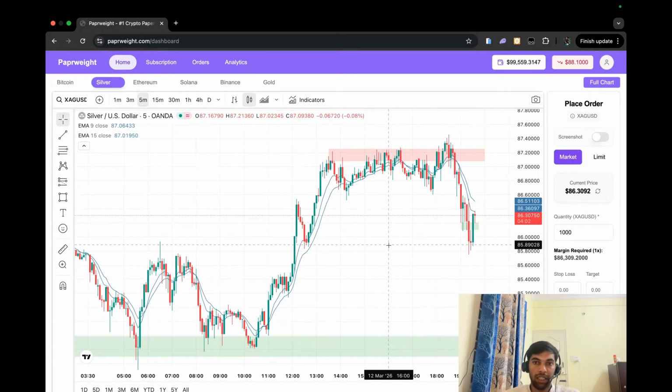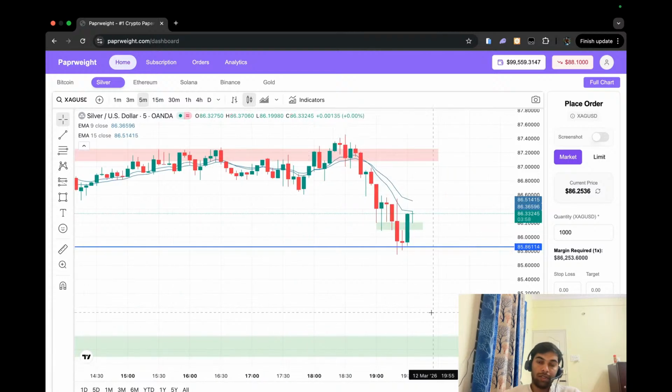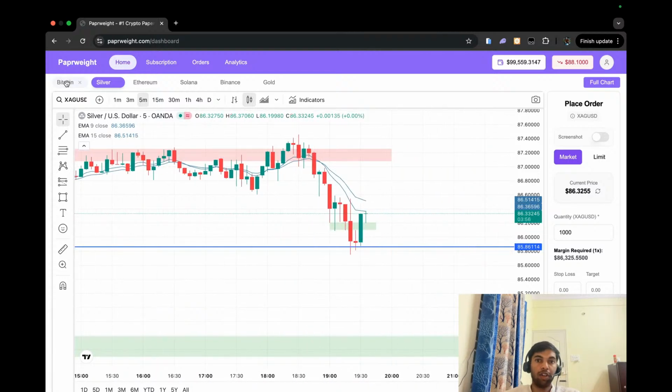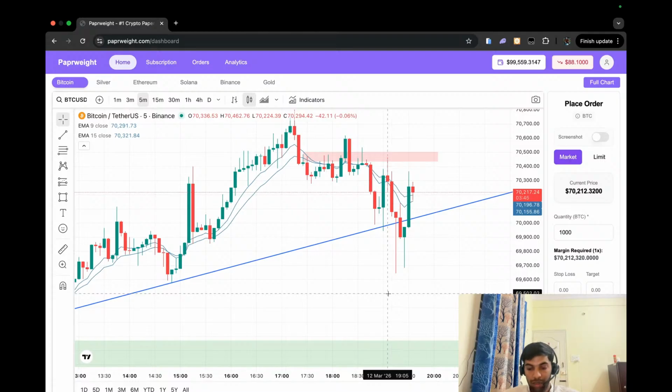This is the buying area. That's why buying is coming. Okay. Then we have to avoid the trade in both silver and Bitcoin. Analyze what mistake you have done.